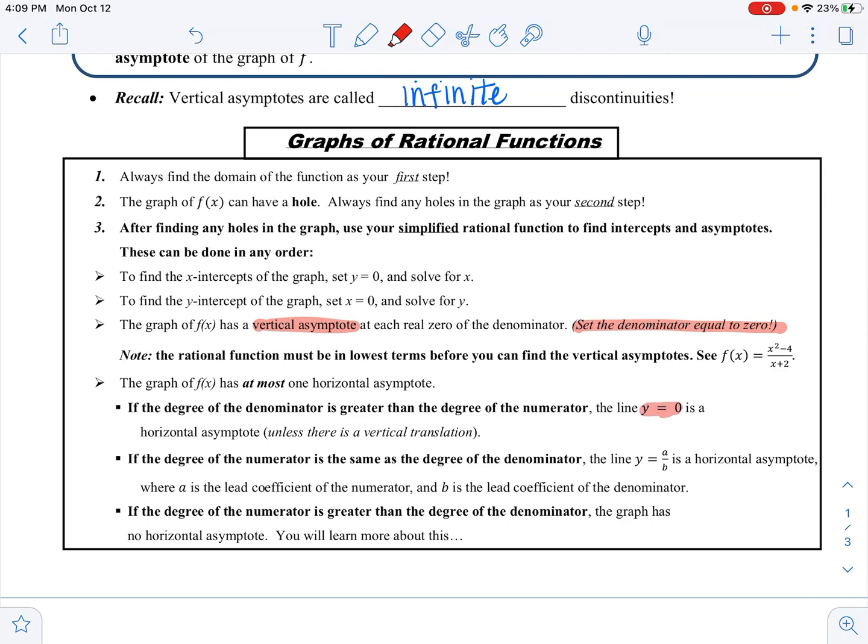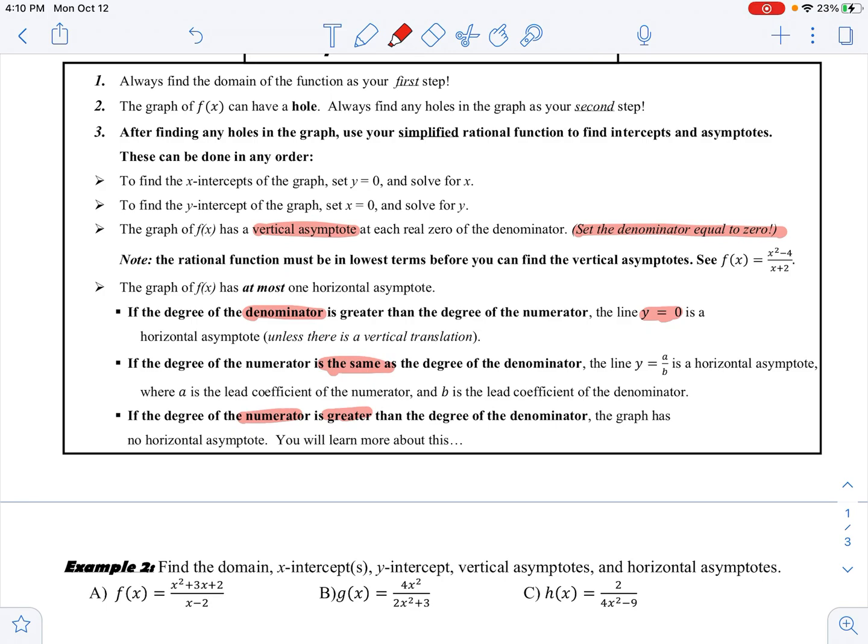That was denominator bigger. The next one says if the degree in the numerator is the same, my bad, I read it wrong, the same as the degree in the denominator, then it's going to be a ratio of the leading coefficients. Last, if the degree of the numerator is bigger than the degree of the denominator, so if the numerator is bigger, then there is no horizontal asymptote. We will learn more about this later.